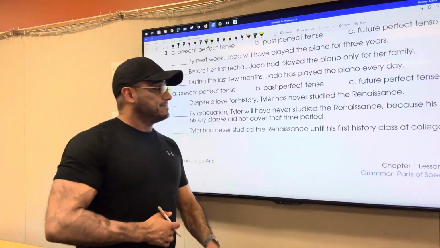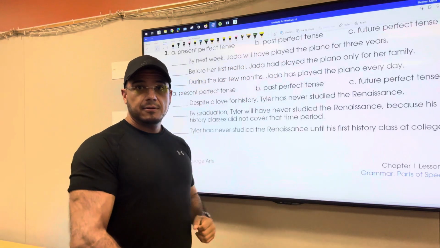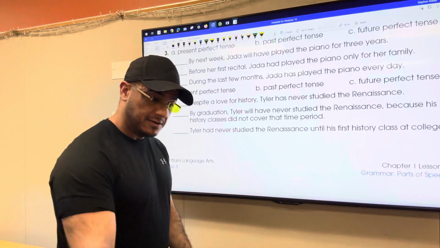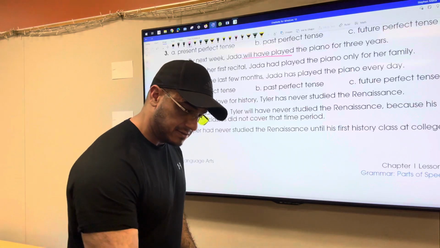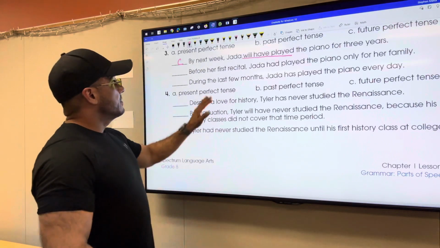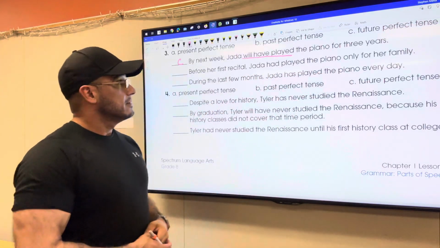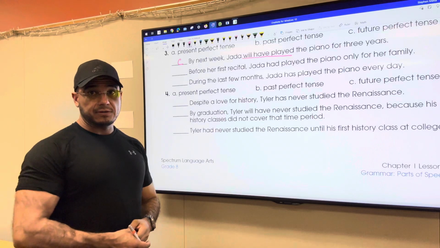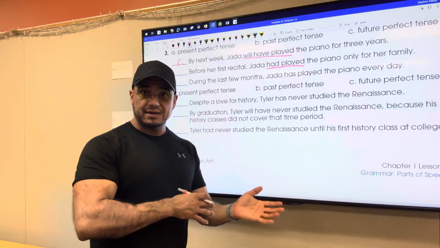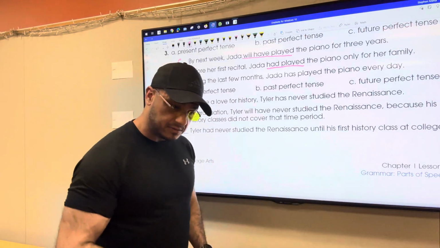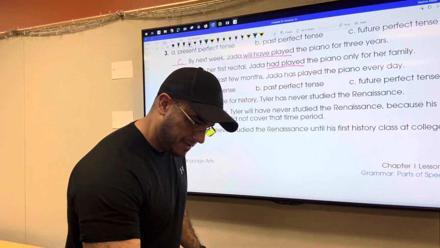And last couple. Before next week, Jada will have played the piano for 3 years. What's your indicator? I see will have played, which puts it in the future perfect. Sentence number 2. Before her first recital, Jada had played the piano only for her family. What's your indicator? Jada had played. If she's done it in the past, past perfect, B.